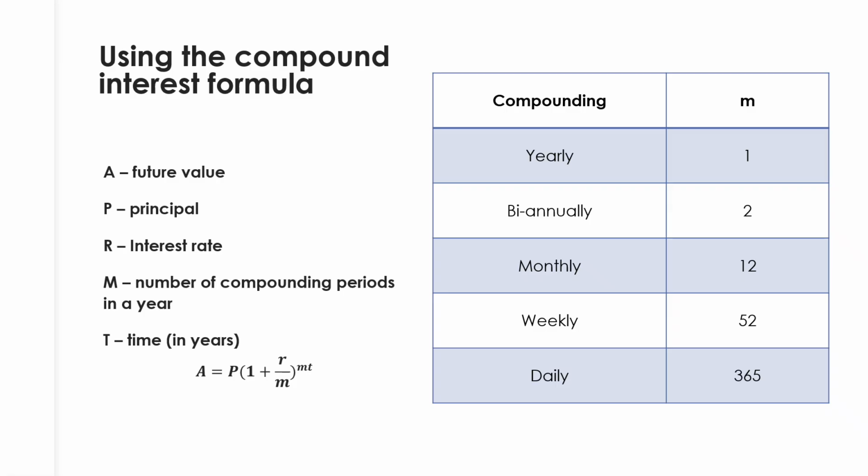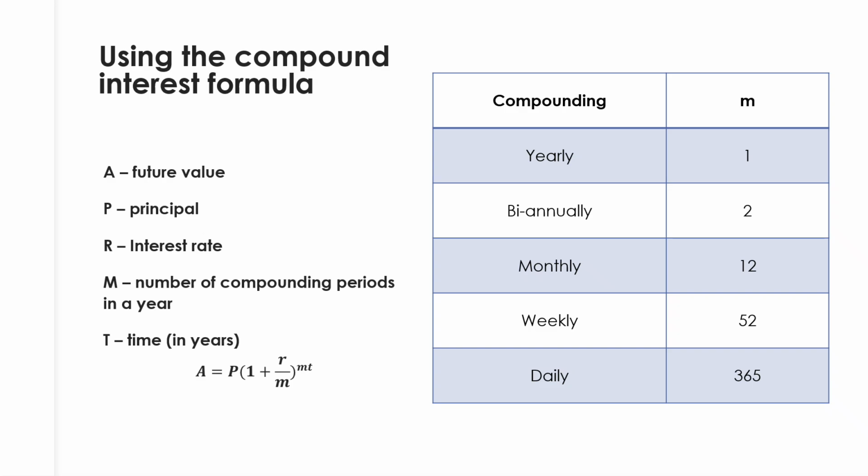So we need to understand what it means by the number of compounding periods in a year. If our loan or our investment says that the interest compounds yearly, that's only compounding one time per year. Biannually is twice per year. Monthly would be 12 because there's 12 months in a year. Weekly would be 52, again, because there's 52 weeks in a year. And daily would be 365 because that is the number of days in a year.